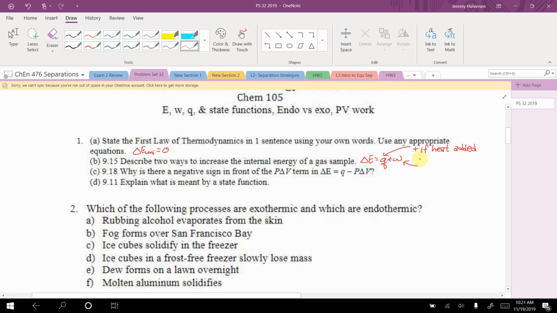Work then is positive when the surroundings do the work on the system.